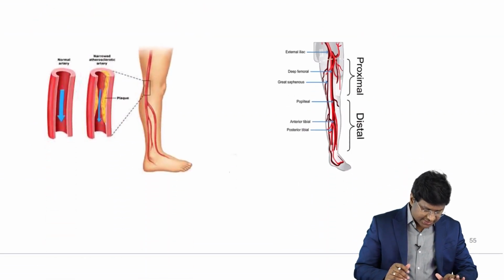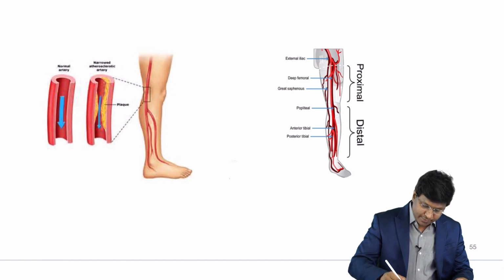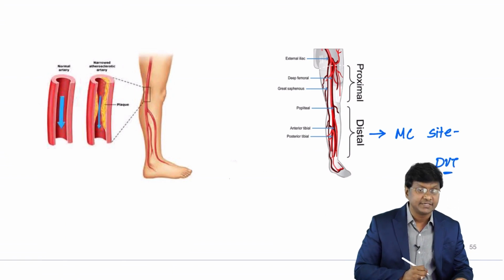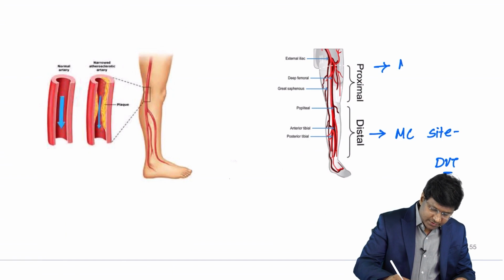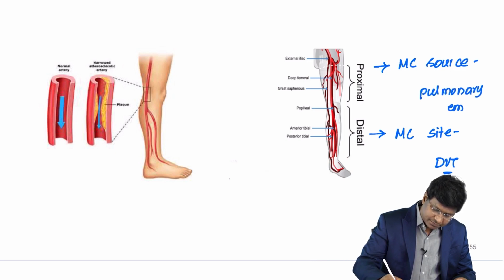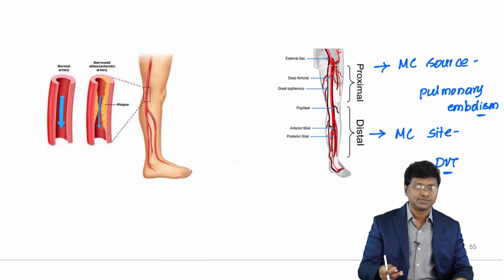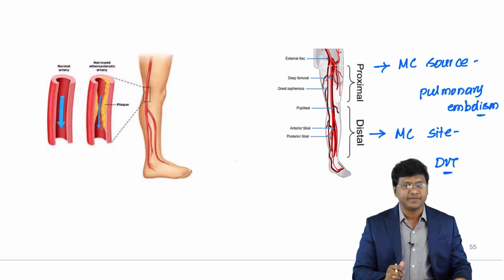And if the question is asked, what is the most common site of DVT? Right? The most common site of DVT is in the distal veins. But what is the most common source of pulmonary embolism? Right? Most common source of pulmonary embolism will be the iliac veins, right? Or the femoral veins. Most common source for pulmonary embolism will be the iliac veins or the femoral veins.